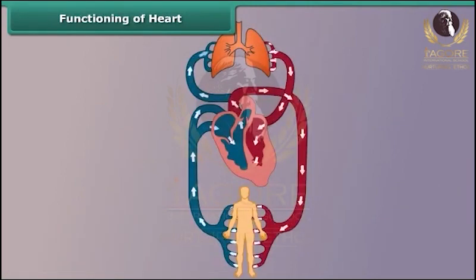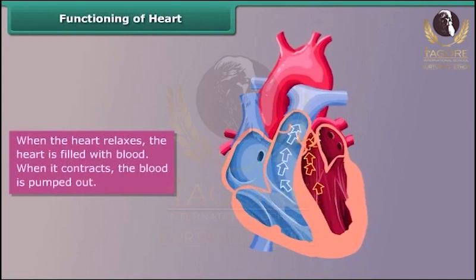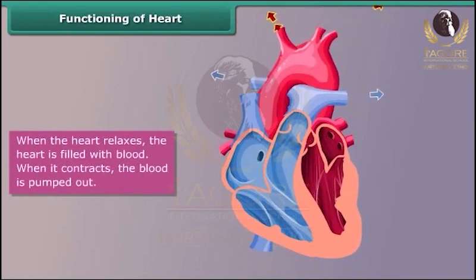The right side of the heart pumps deoxygenated blood received from the other parts of the body into the lungs for purification. The left side of the heart pumps oxygenated blood received from the lungs to the rest of the body. The heart pumps blood through a rhythmic pattern of relaxation and contraction.